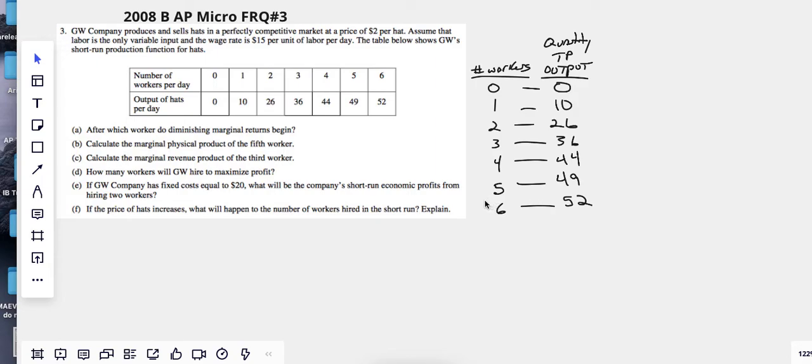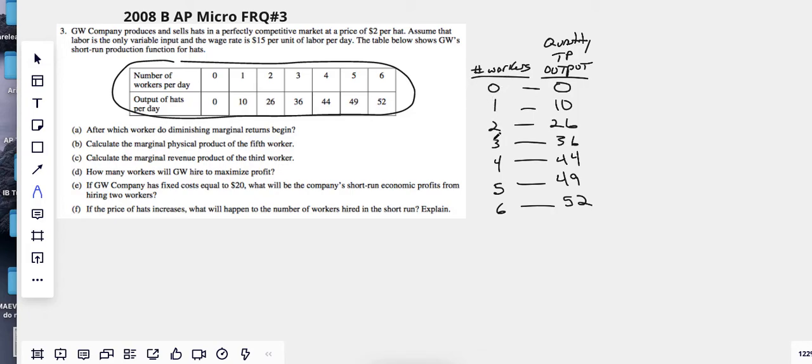FRQ number 3, which is obviously a labor question. Now, I've gone a little bit ahead here just to arrange this information in a way that I can actually use it. The way it is right now causes me a little bit of issues with being able to draw my table out and add things to it. So I just did it on the side here.